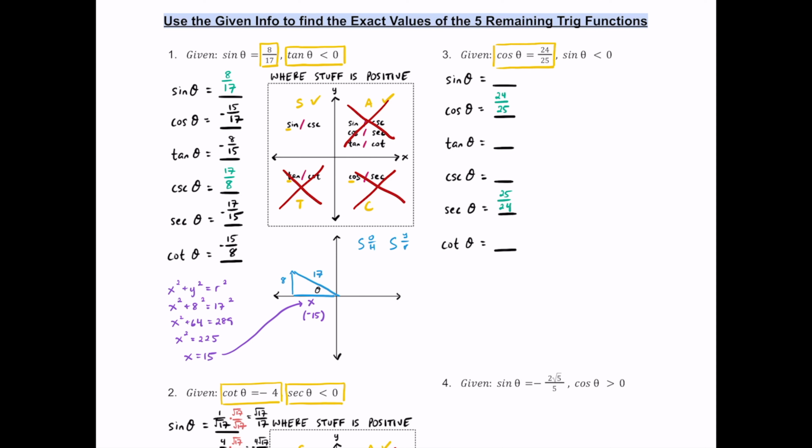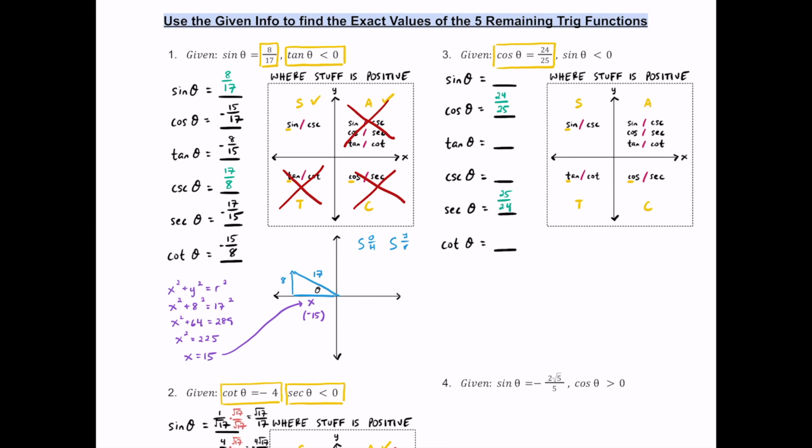Now let's check out where stuff is positive so we can narrow it down from 4 quadrants down to 1. Cosine of theta is 24/25, so it's a positive ratio. So it could be in quadrant 1, but where else is cosine positive? Well, cosine is also positive in quadrant 4. So based on that information, if cosine is a positive ratio, it can't be in quadrant 2. Theta can't be over there, and theta also can't be in quadrant 3.